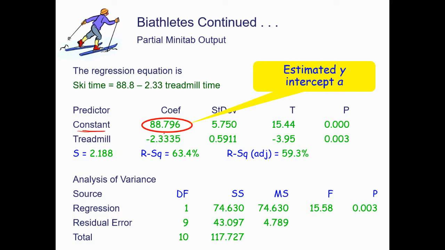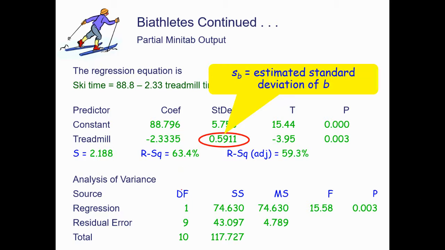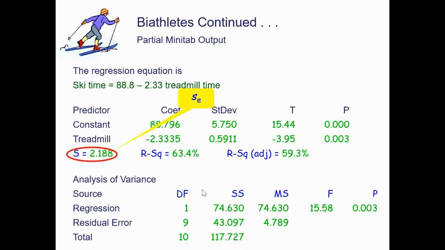Then the constant is going to be your y-intercept, a. The next one is your slope. So the predictor, they use the variable treadmill. That's your slope. The 0.5911, that's the standard deviation of b, the new one that we just talked about on page 6. It's S_b. The S equals 2.188. That's the standard deviation of your errors, that we talked about yesterday, and we've also talked about in chapter 5.